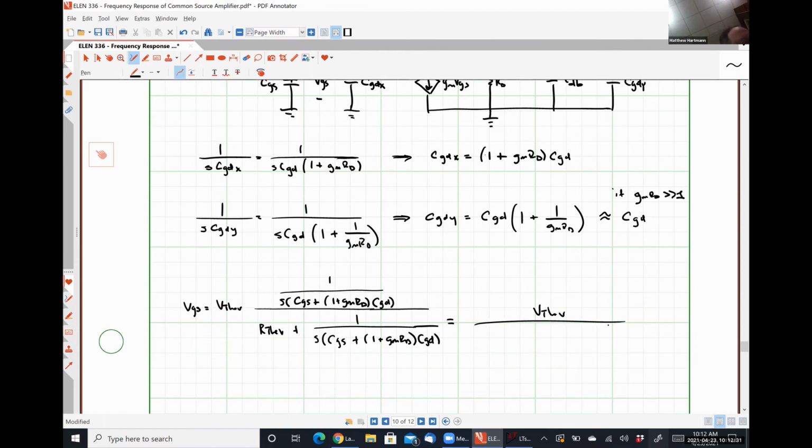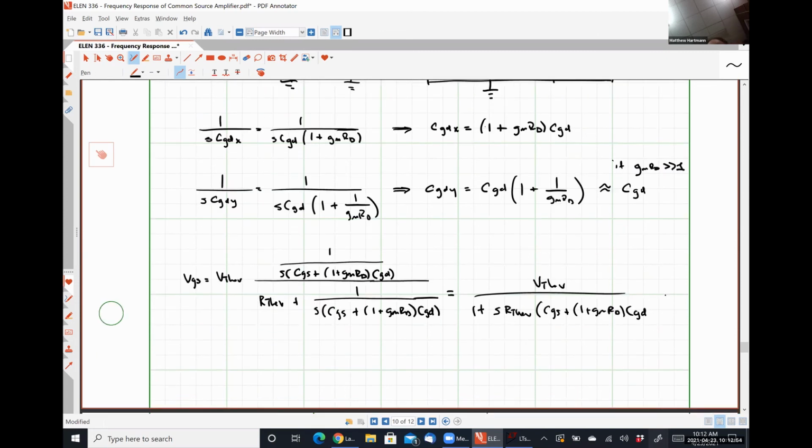VThev divided by 1 plus S Rthev times CGS plus 1 plus GMRD CGD. And let me close that parentheses there real quick.